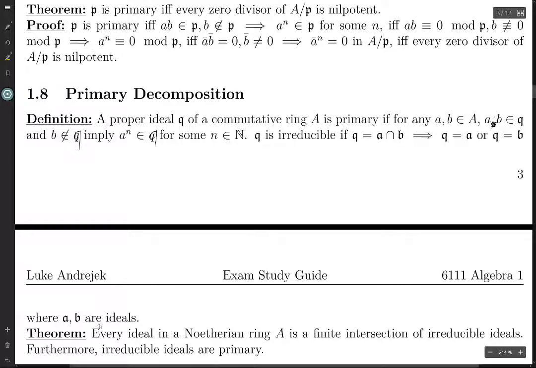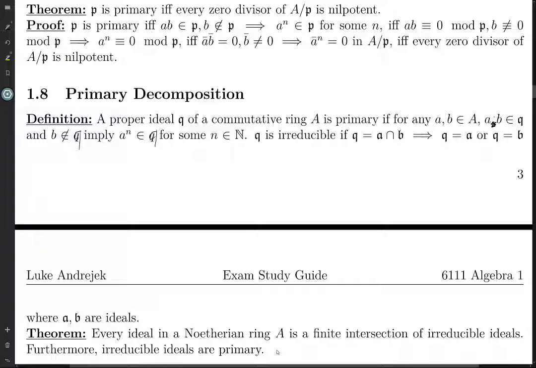And as a theorem, every ideal in a Noetherian ring is a finite intersection of irreducible ideals. And furthermore, irreducible ideals are primary. Therefore, every ideal in the Noetherian ring A is a finite intersection of primary ideals. I don't think I need to know the proof of this, but I need to be, at the very least, aware of this, and be able to use it.